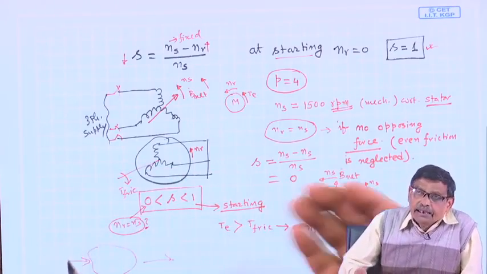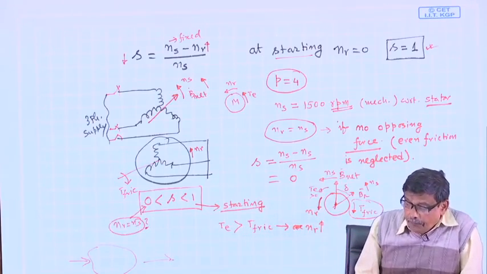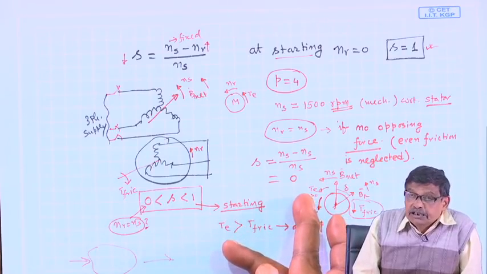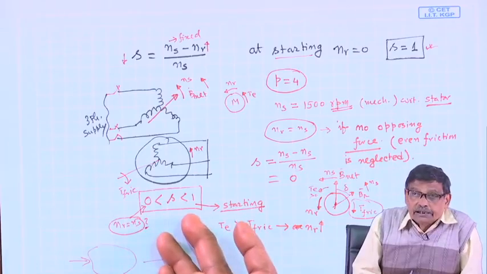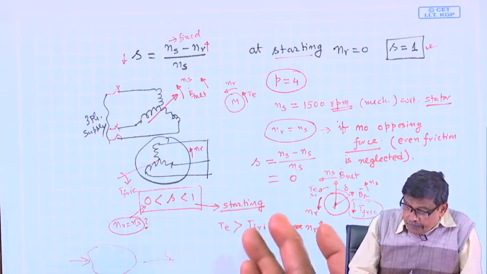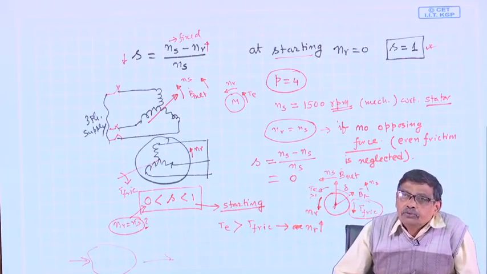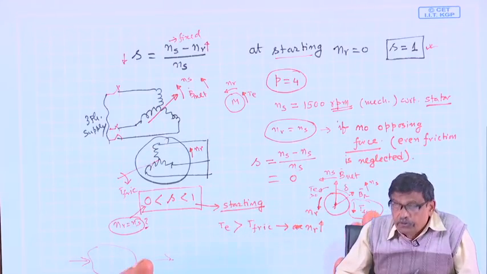In this way, a time will come. Te was greater than T friction when you started, but with time Te is decreasing and soon a time will come when Te will be equal to T friction.